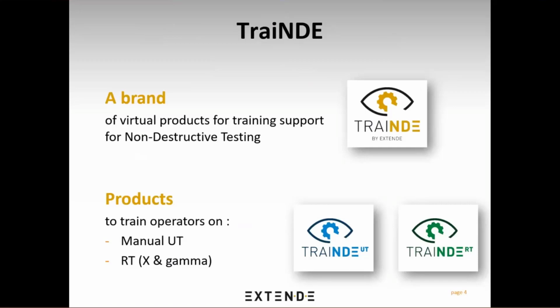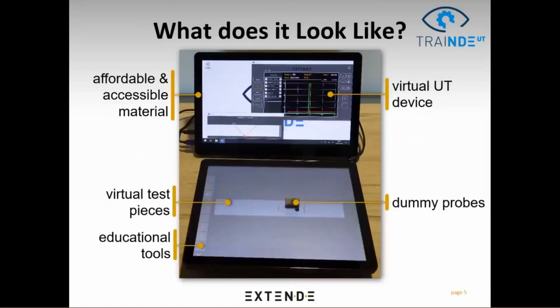Just a very short overview of Trendy UT, just to start. What does it look like? The idea is to install Trendy UT, the software, on a simple laptop. When you install it, you have the virtual UT device displayed on the laptop, and you need to connect a secondary screen. You have a list of different exercises. You select the different components, different plates, different welds, and you can use a dummy probe, with the same shape and same weight as a real probe. The idea is to scan this secondary screen.